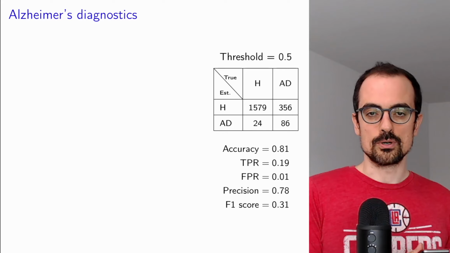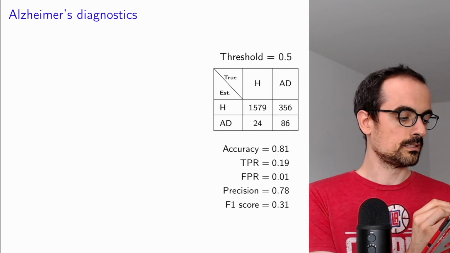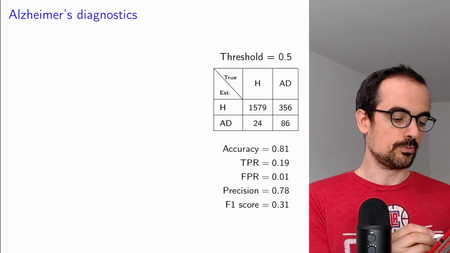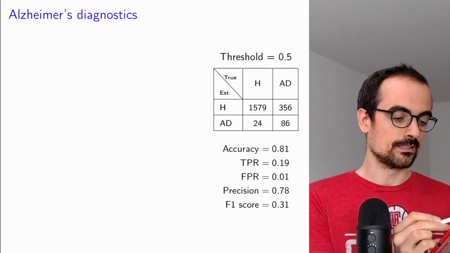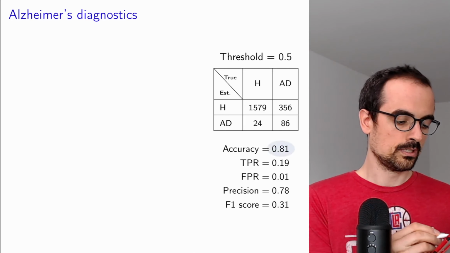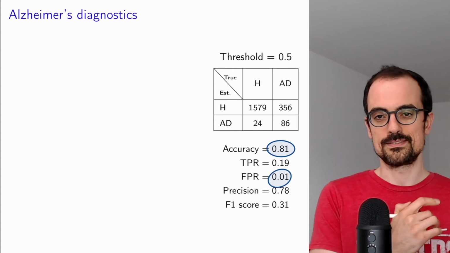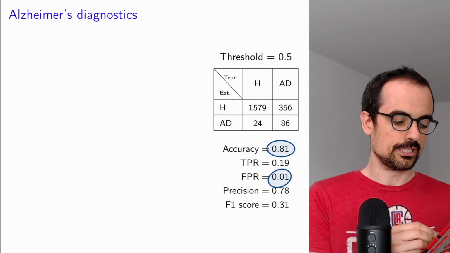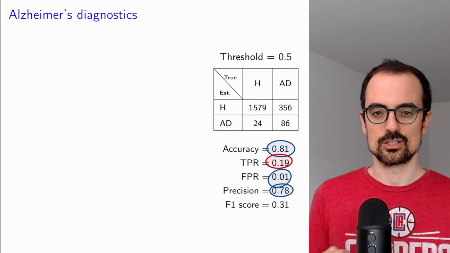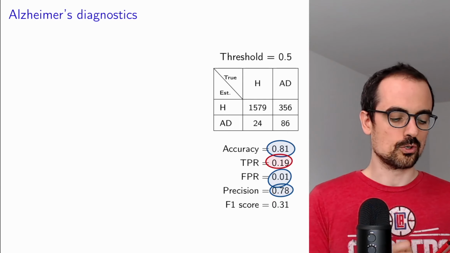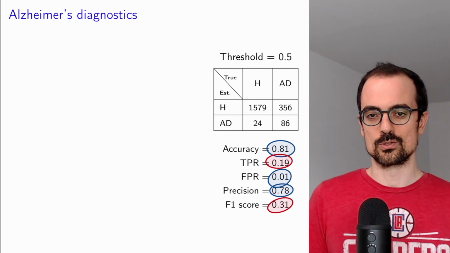This is our 0.5 threshold. Remember that basically the accuracy is pretty good. The TPR, actually maybe I'll highlight. So the accuracy is pretty good. The FPR is very good. Okay, very few false positives as we saw in the graph. The precision is reasonable, but the TPR is very bad because we're missing a lot of Alzheimer's patients, and the F1 score is not great because the TPR is so low, even though the precision is quite reasonable.